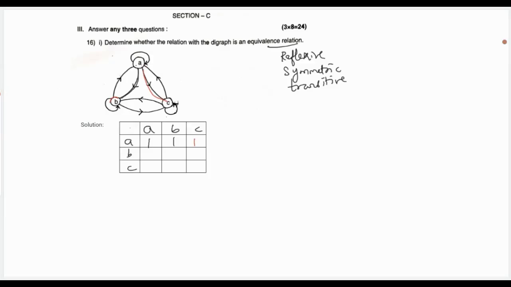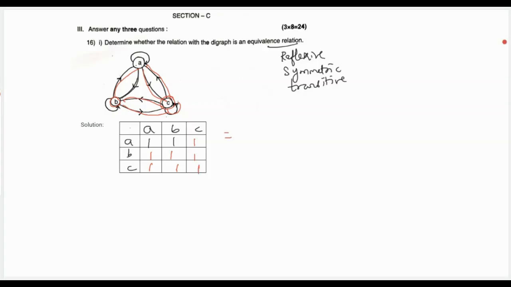Then going with B to B is 1. Then B to A we have 1. Then B to C is 1. Then we're going with the C. C to A, yes, it is 1. Then C to B, yes, it is 1. Then C to C, it is there 1.